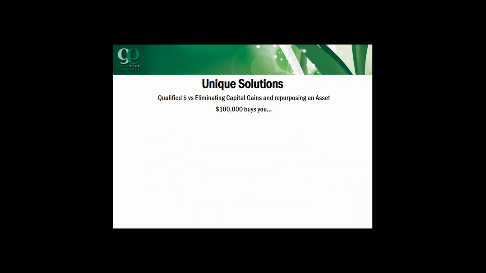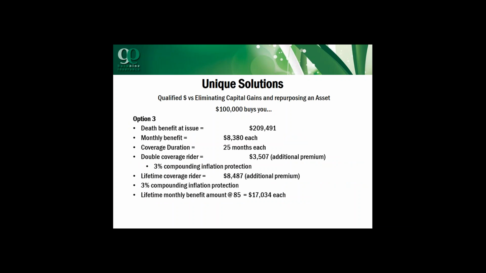Now let's talk about a couple unique solutions that not many people in the industry are aware of. There's a qualified money for long-term care option, as well as an annuity option with a long-term care benefit. The annuity option is great because it will help eliminate capital gains by repurposing that annuity for long-term care. Here with the qualified money option, option 3, you'll notice that the figures are the same as the previous slide because it is essentially the same product, the difference being that you're able to use qualified money.